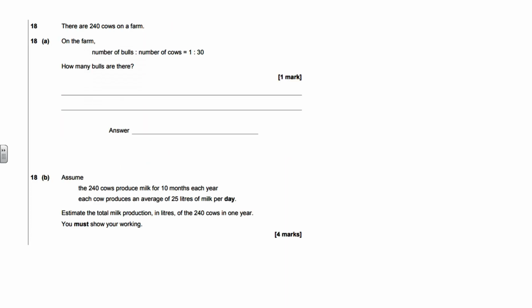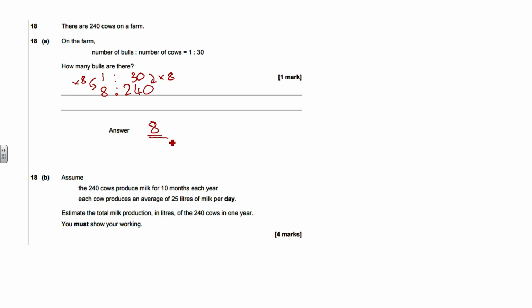Question 18. There are 240 cows on a farm. On the farm, the ratio of the number of bulls to the number of cows is 1 to 30. How many bulls are there? So that 240 cows is representing the 30 in the ratio. 30 times 8 makes 240. So 1 times 8 would mean we need 8 bulls to go with our 240 cows.